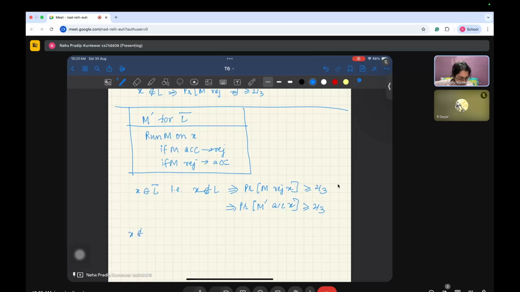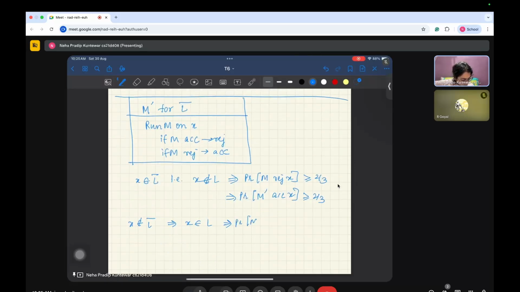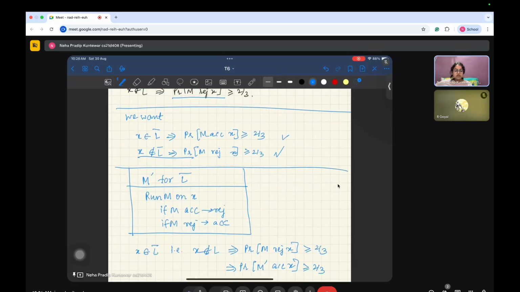The same argument follows for the other case. If x is not in L complement, that means x is actually in L. By definition of BPP, the probability that M accepts x is at least two-thirds. So our new machine will reject x with probability at least two-thirds. That gives us our second condition, and we have a new machine M prime which satisfies it. Also it's pretty clear that it runs in polynomial time because M runs in polynomial time. After that, we are only flipping accept and reject.